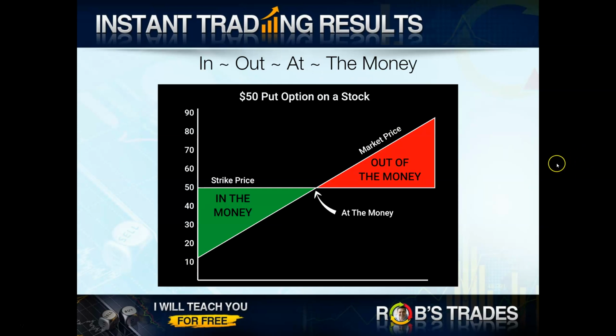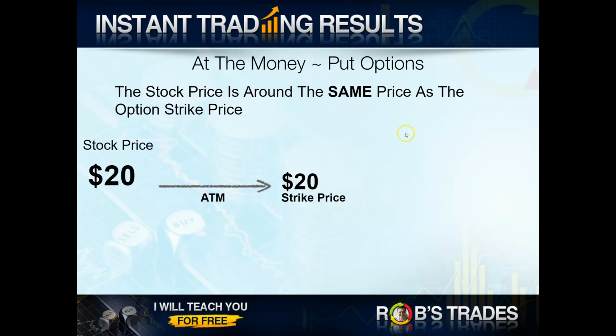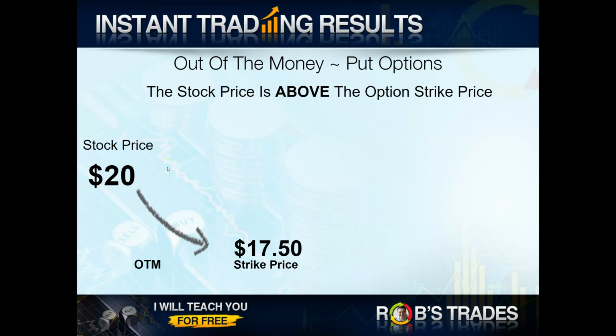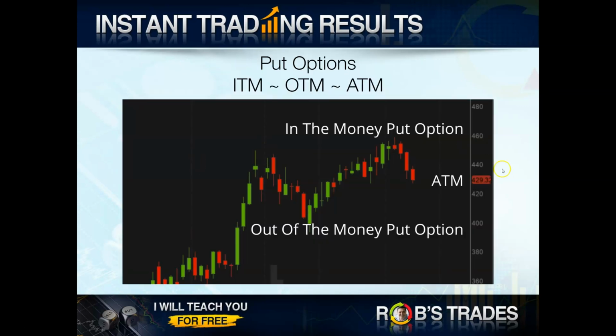So in, out, and at the money on the put option, exactly the same, except it's opposite. So in this case, the strike price is $50. So if the stock is below $50, you are in the money. If it's above, you are out of the money. So at the money on put options, the stock price is around the same price as the option strike price. So a $20 stock, somewhere around $20 is going to be at the money. In the money is if the stock price is below the option price. Out of the money is if the stock price is going to be above the option price. So here on the chart, we can see at the money at 429 again, and for put options, in the money is going to be above, and out of the money is going to be below.